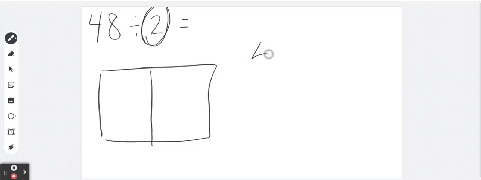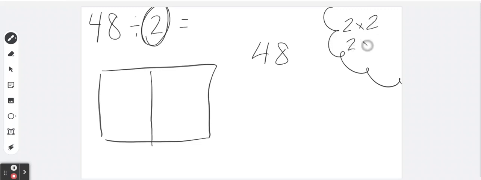So I'm going to start with 48. And in my head, I'm thinking of all my multiples of 2. Like I said, 2 times 1, 2 times 2, 2 times 3. And remember, if I know 2 times 2, then that means I also know 2 times 20 because I just have to add a 0 to it. So with that in my head, I know that 2 times 2 is 4. So 2 times 20 has to be 40.